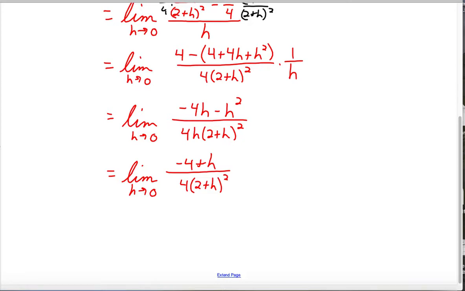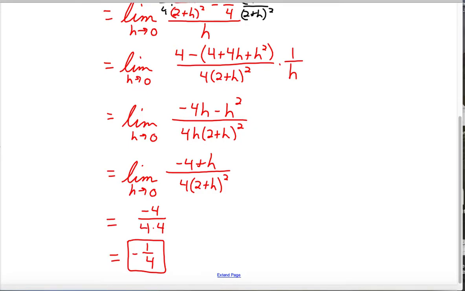Now I can actually take the limit. I can plug in 0 for the h's, and I'm going to get negative 4 over 4 times 2 plus 0, which is 2, and then squared is 4. And so we get negative 4 over 16, or negative 1/4.